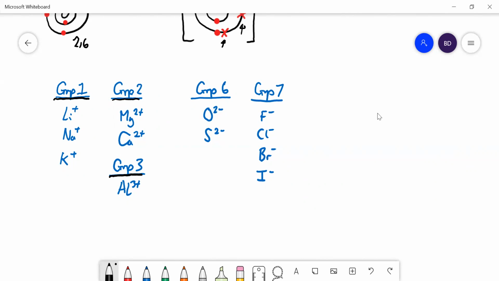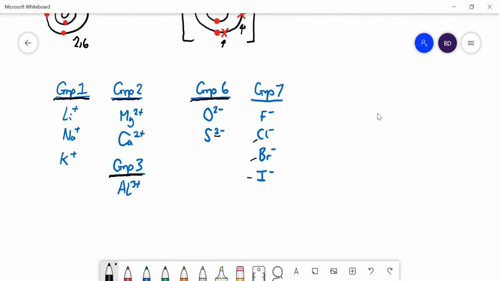Now onto the non-metal groups. Group 6 have 6 electrons in that shell, so to get a full outer shell of 8, they need to gain 2, so they form a 2 minus ion every time. And group 7 have 7 electrons, so they need to gain 1 electron, so that's just a 1 minus for group 7, the halogens: fluorine, chlorine, bromine, and iodine.